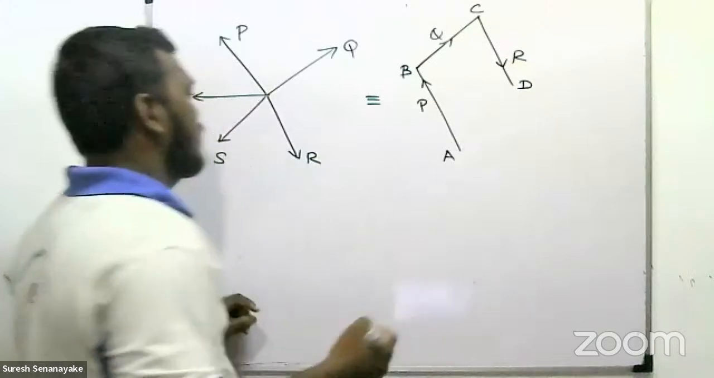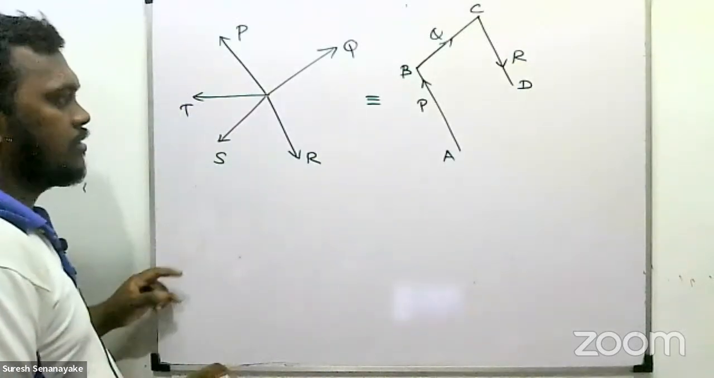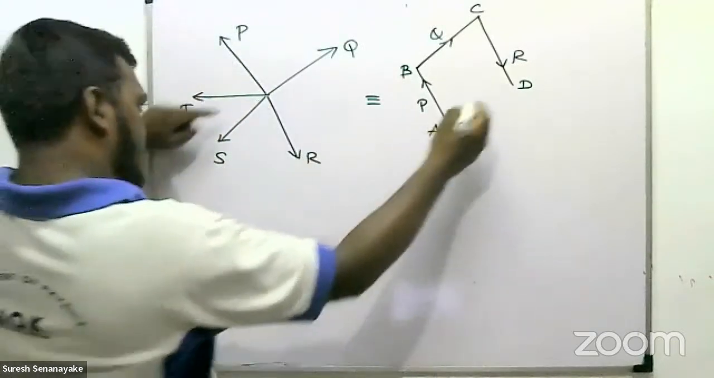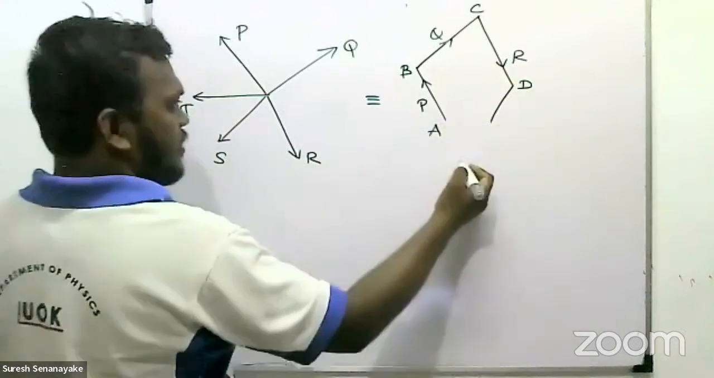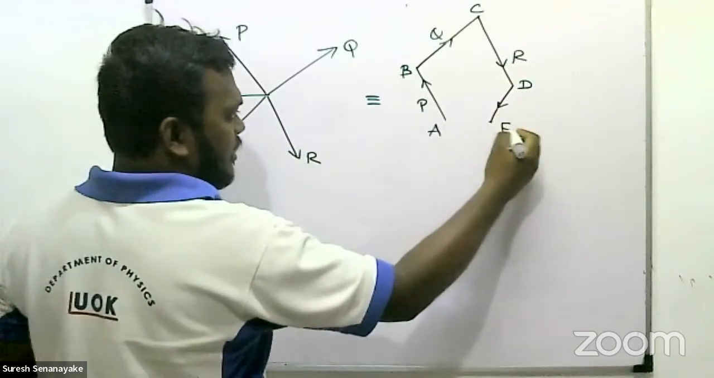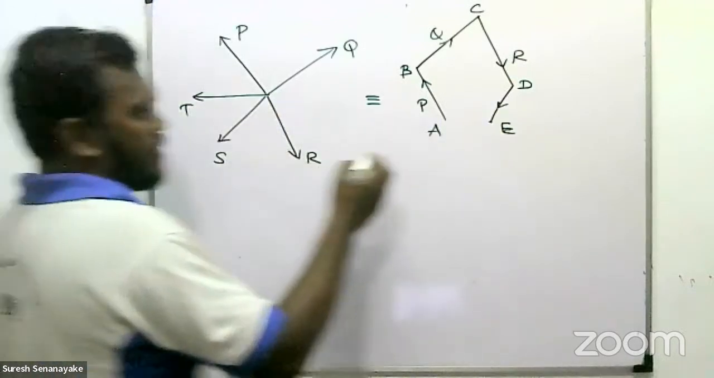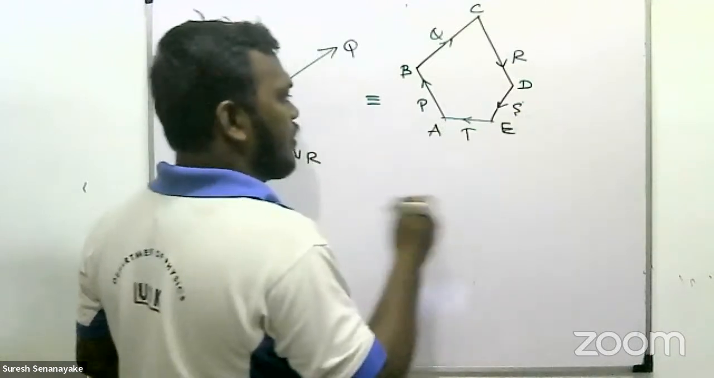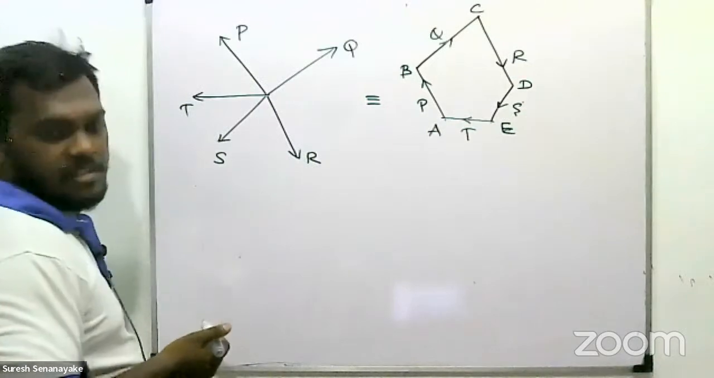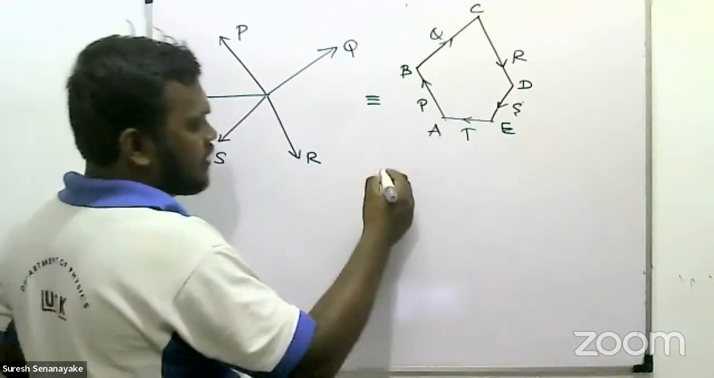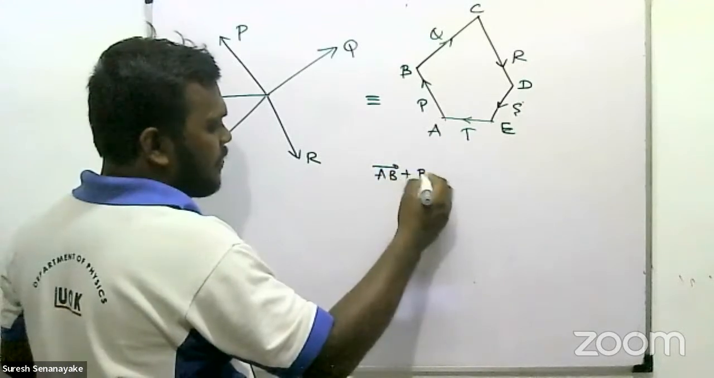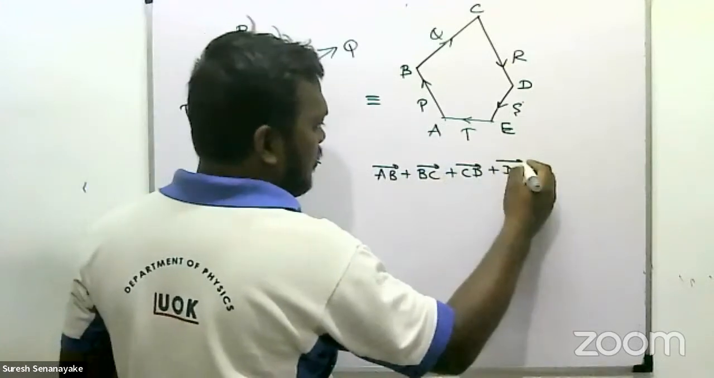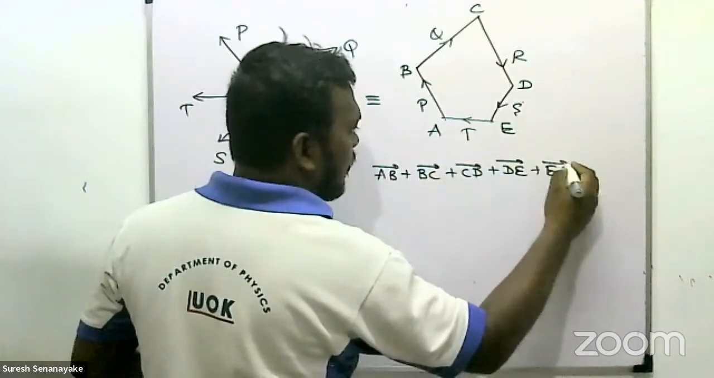This is the CD line. And S should be parallel with S like this. So this is the DE line. And then T closes the polygon. So then it is equal. You can say that AB plus BC plus CD plus DE plus EA should equal zero.